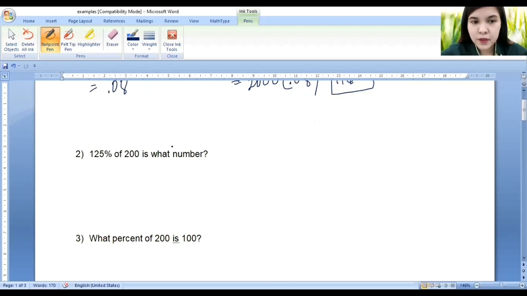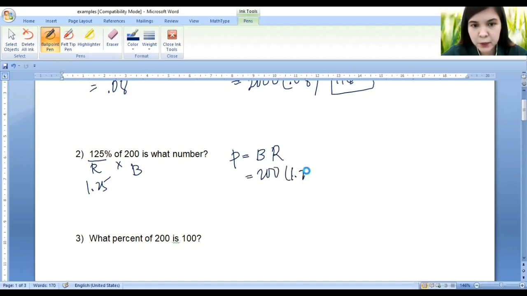Number 2, 125% of 200 is what number? So here is our rate. In decimal, when we convert this is 1.25. If you're given a whole number, the decimal point is always at the right end. Then move the decimal point 2 places to the left. Then 200 is our base, and this of means times. Then we're looking again for the percentage of base times rate. Substitution, base is 200 times rate of 1.25. Then, as we compute, the answer is 250.